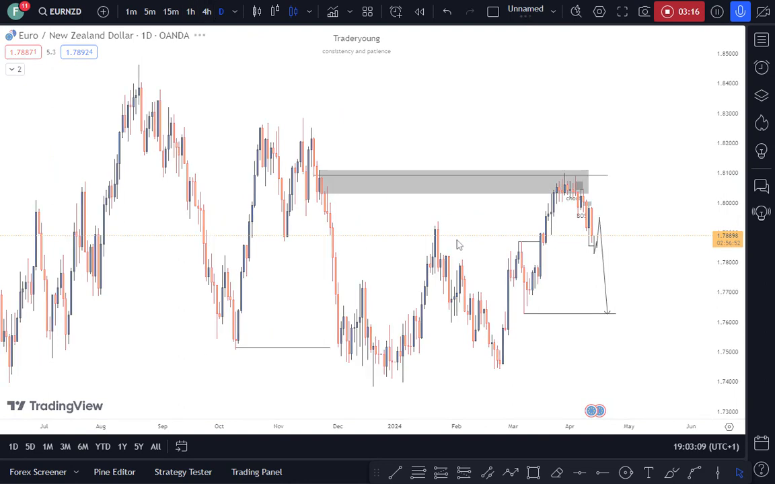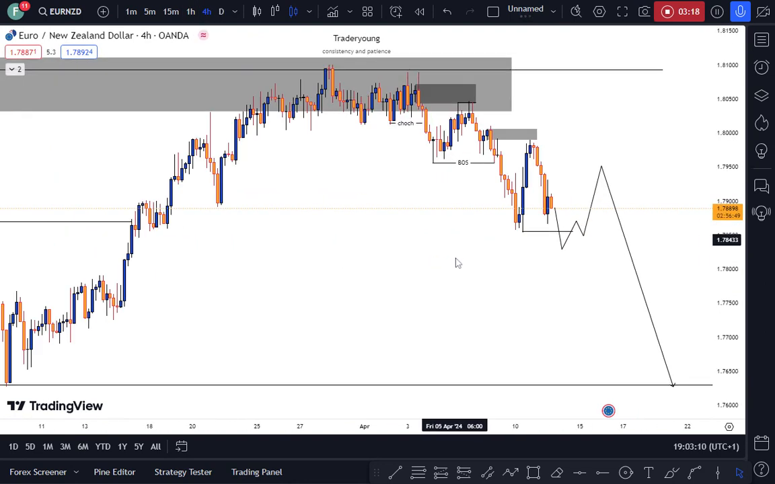On the 4 hours, what do we have? Many people have been catching this sell already. So this is where we had a change of character on the 4 hours. Some would have marked their change of character here, but that is not my change of character. Instead, this is where I had the change of character.